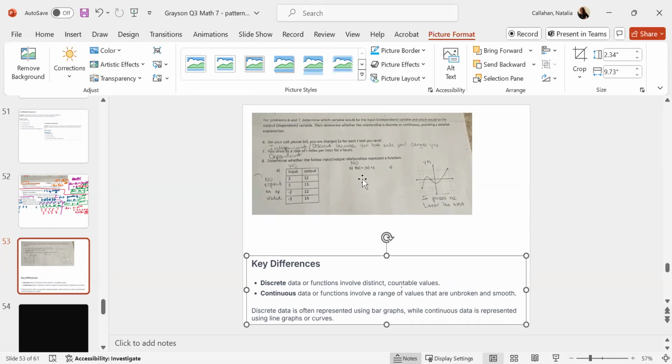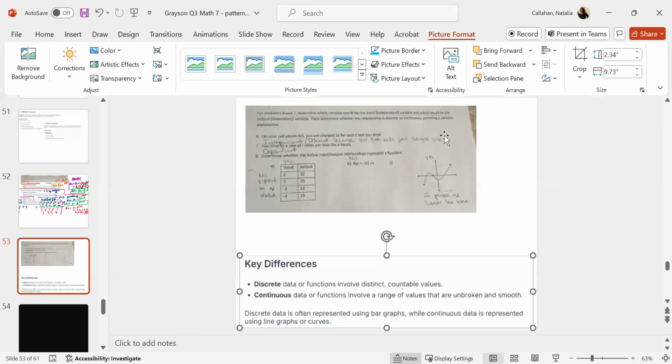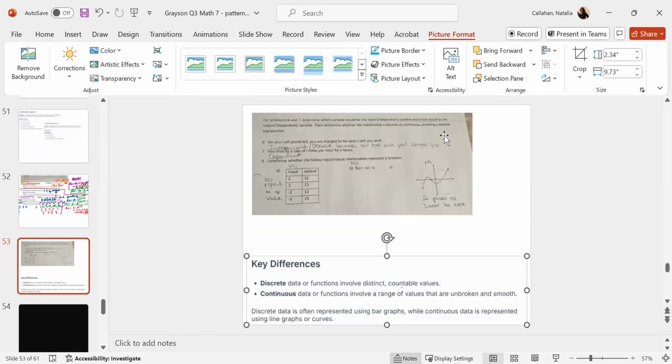We need more examples. So number 6, it will be discrete, mainly because if you're going to be charged 20 cents for one text, then for 100 texts, it's just 20 cents times 100, right? Which is $20, right?